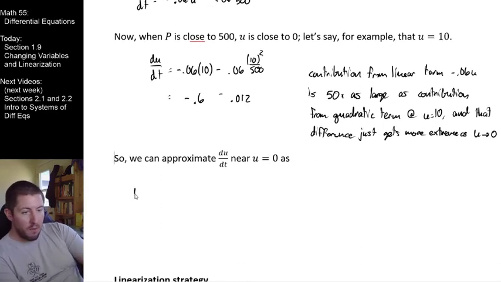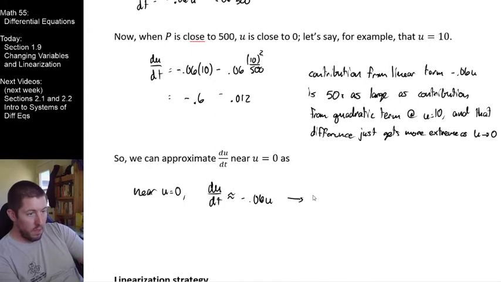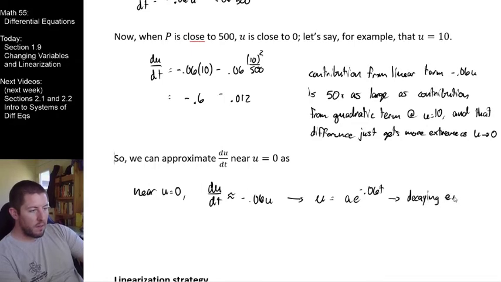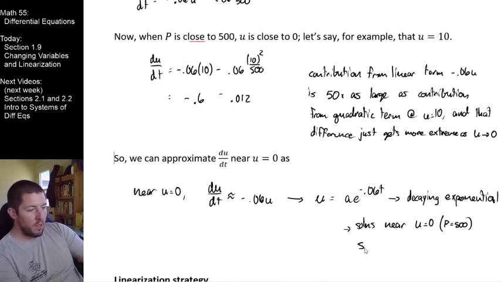So near u equals zero, du dt is approximately equal to negative 0.06 u, which has solutions of u equals a e to the negative 0.06 t, the decaying exponential, which says solutions near u equals zero, which is the same thing as p equals 500, should decay towards u equals zero, or p equals 500, which is going to finally allow us to conclude p equals 500 is a sink.